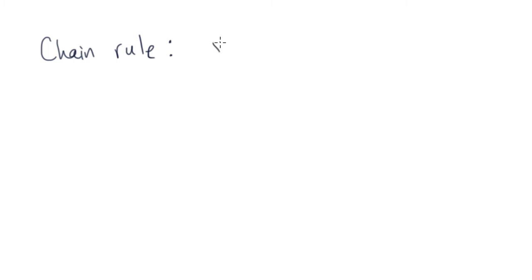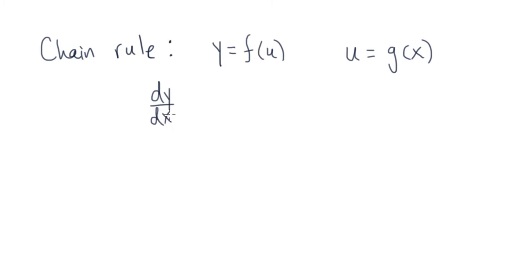Suppose that y is a function of u, and u is a function of x. Then if I want to take the derivative of y with respect to x, so go from the dependent variable all the way down to this independent variable, skipping this intermediate variable, then what do I do? Well, I first take the derivative of y with respect to u, then multiply by the derivative of u with respect to x, like that.